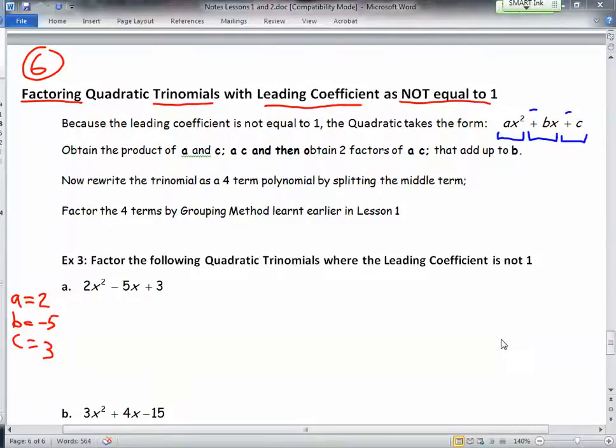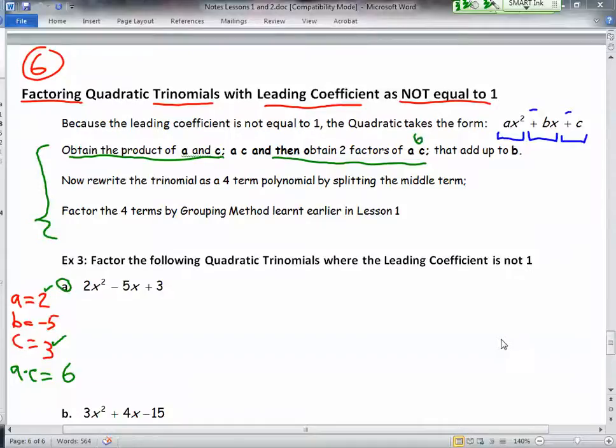So looking back up, this section in here is going to have our directions for factoring this trinomial. So the first thing I want to do is find the product of A and C. That means A multiplied by C. So A times C is equal to 2 times 3. That's going to be equal to 6. All right? And now I'm looking to obtain 2 factors of that product, in this case 6, that add up to give you B.